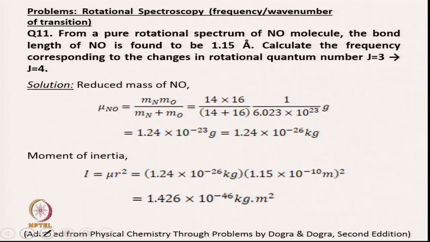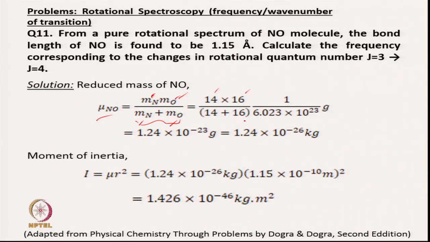Bond length is already given. So, first we need to calculate the reduced mass. The reduced mass of NO will be given by mass of N multiplied by mass of O divided by mass of N plus mass of O. Here we are taking the mass of 1 nitrogen atom, not 1 mole of nitrogen, and the mass of 1 oxygen atom. So, this is 14 times 16 divided by 14 plus 16.